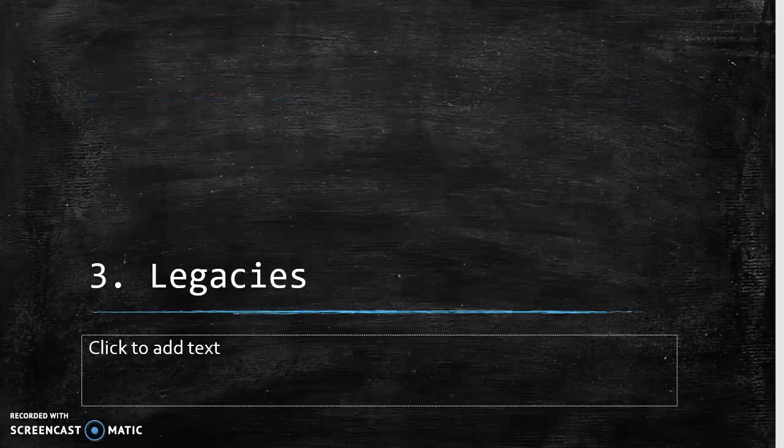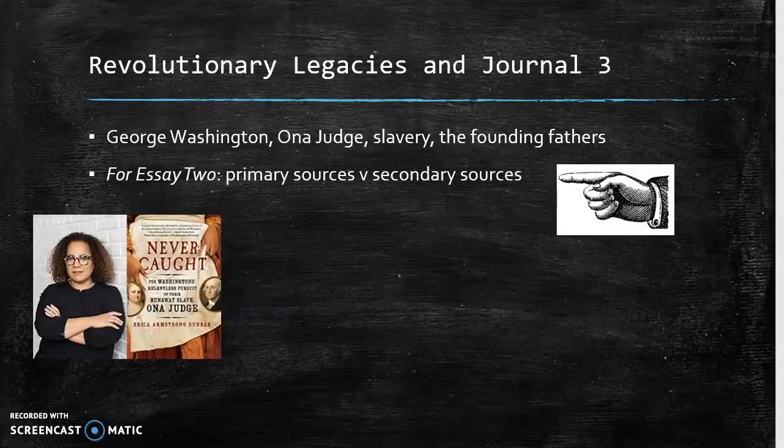So moving on to legacies, that leads us right into your Journal 3 assignment, which is all about George Washington, Martha Washington, and this slave who escaped, Ona Judge, and sort of what does that mean about the United States of America, that probably one of our sort of highest founding fathers, George Washington, himself was a slave owner and owned a lot of slaves. So hopefully that will also help you think about the Essay 2 question of the relationship between primary and secondary sources as we study the past.